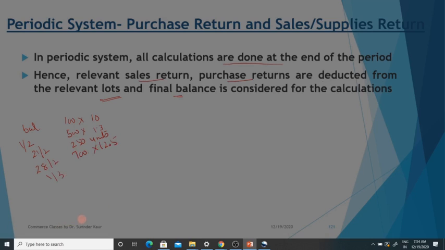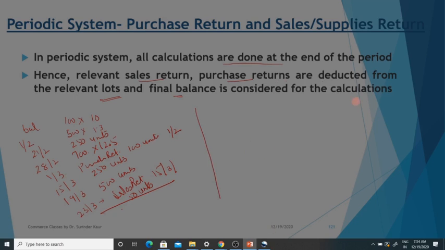Then on 1st of March, you had, say, a purchase return of 100 units from the lot purchased on 1st February. Then you had sales on 15th March and 19th March, of another 250 units and another 500 units. Then on 23rd of March, you had, say, a sales return. You had a sales return from the 15th March lot, 50 units were returned.